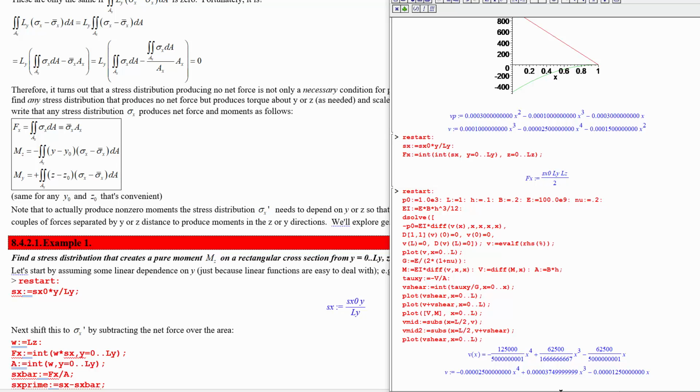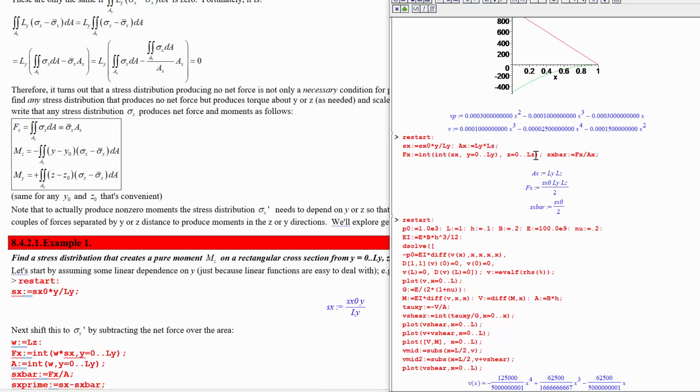So we can say that Sx bar is equal to the average value of the stress, which would be Fx divided by Ax. And what's Ax? Ax is equal to Ly times Lz. This is the same as our previous area formula, where Sx bar would be this integral of the stress divided by the product of those lengths, just the integral of 1 from y is 0 to Ly and z is 0 to Lz. So there's our Sx bar.